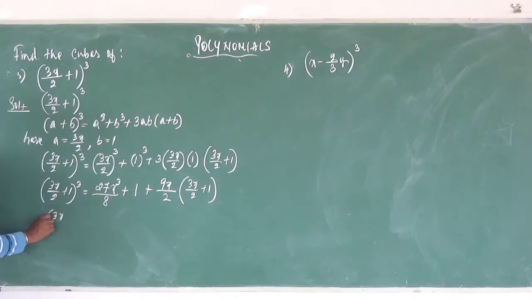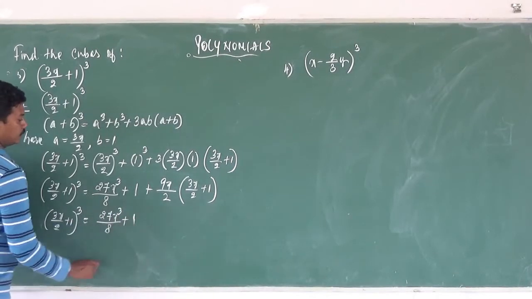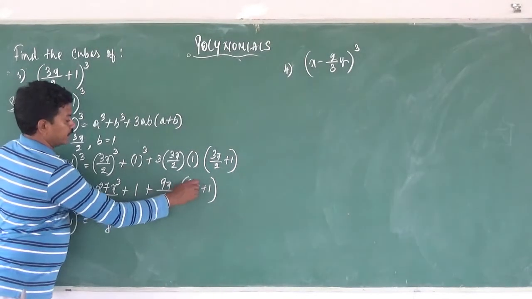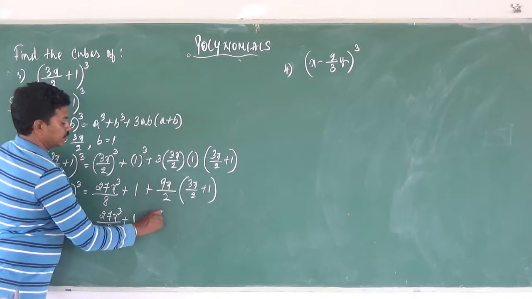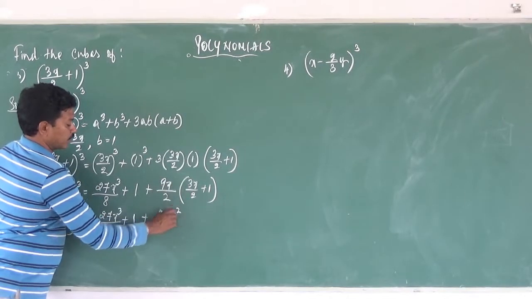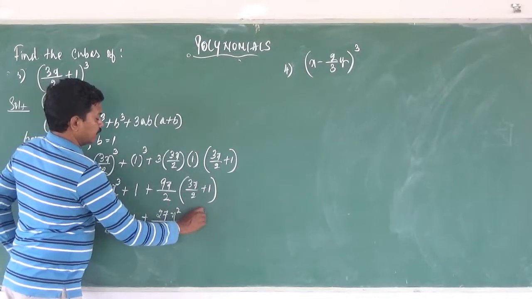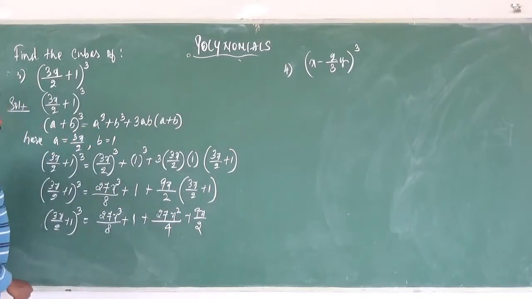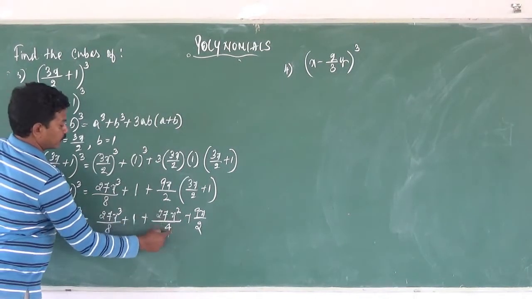So (3x/2 + 1) whole cube is equal to 27x cube by 8 plus 1 plus 9x by 2 into 3x by 2, numerator into numerator, denominator into denominator. So 9 3s are 27, x into x is x square, by 2 2s it is 4, and 9x by 2 into 1 is plus 9x by 2. So we can stop the problem here itself. This is the expansion of (3x/2 + 1) whole cube, which is 27x cube by 8 plus 1 plus 27x square by 4 plus 9x by 2.